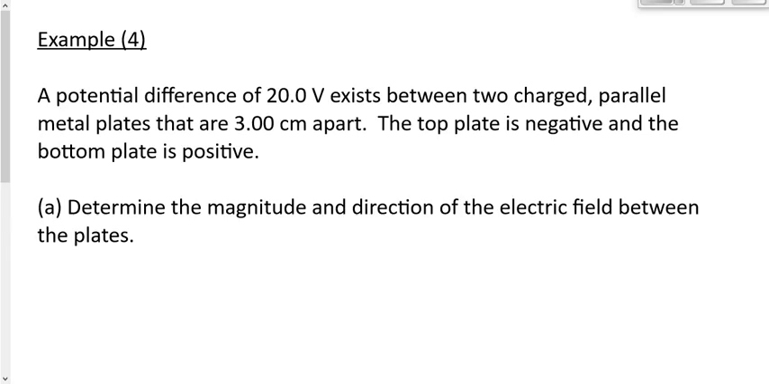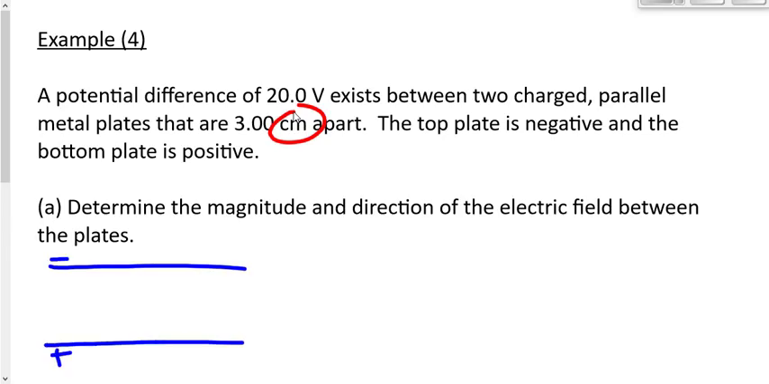Okay, let's do an example. Example number 4 says a potential difference of 20 volts exists between these two charged parallel plates that are 3 centimeters apart. Top plate is negative and the bottom plate is positive. Let's draw this out here first. Here's my top plate, negative, bottom plate, positive. We can draw these field lines. They're parallel to each other and pointing upwards because they always point away from positive and toward the negative.